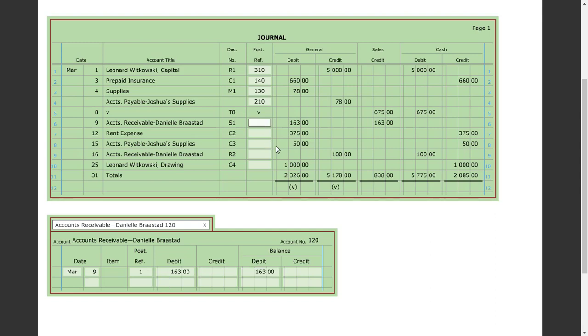It's important that you understand why. If you can't get this, it's going to kick your butt for the rest of the year. We do posting all year.